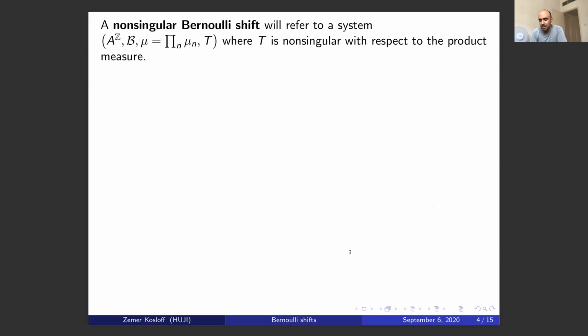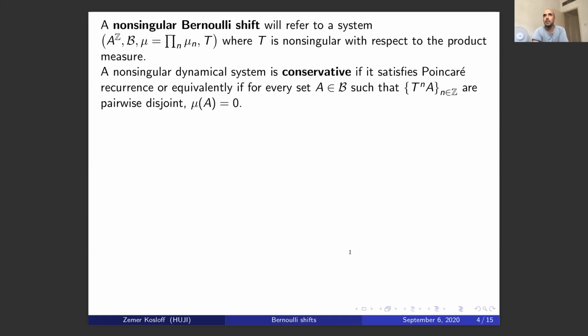So when you start studying such systems, there is one thing that already differs from the classical finite measure preserving case, which is that you don't necessarily have Poincaré recurrence. A non-singular dynamical system which satisfies the Poincaré recurrence theorem we call conservative. An equivalent definition is that there is no set A of positive measure whose translates are pairwise disjoint.